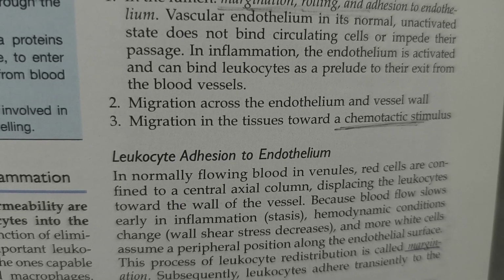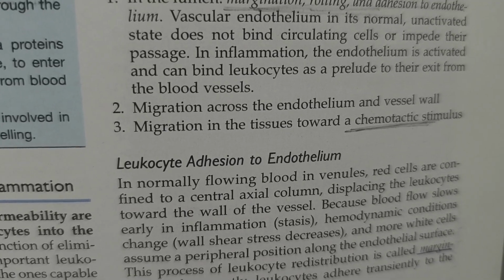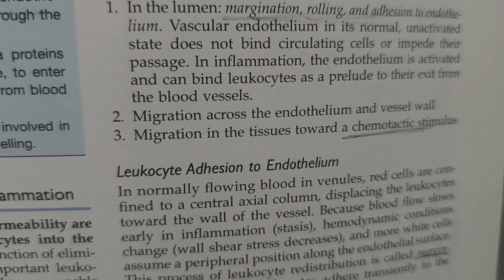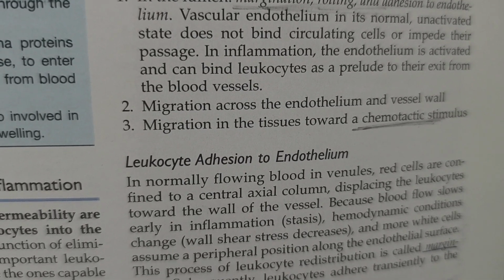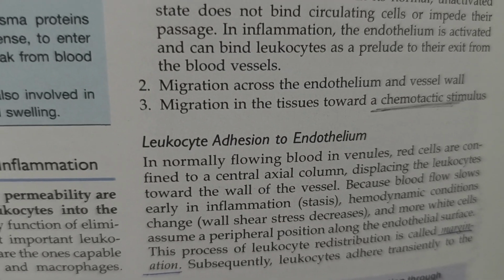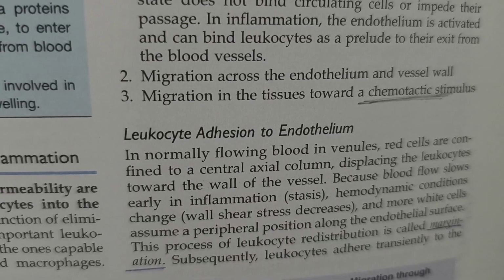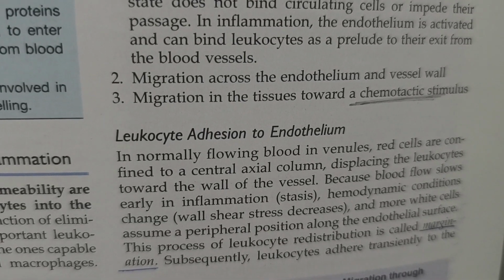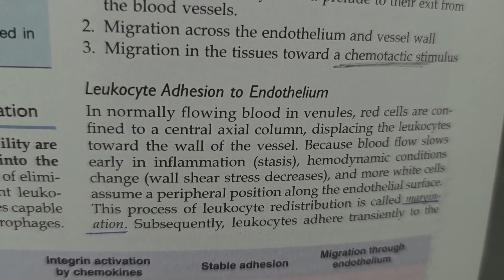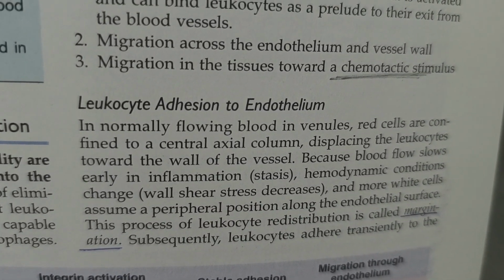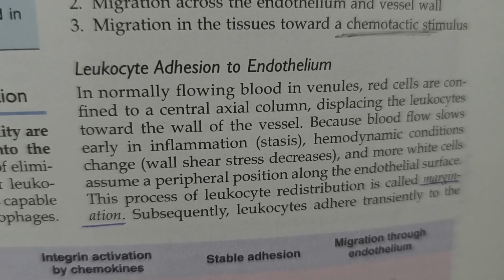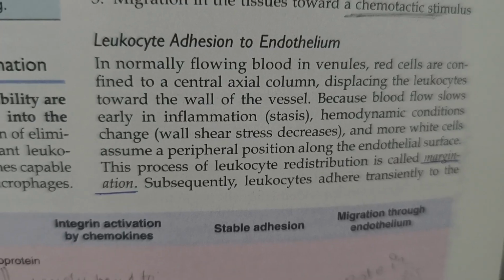Vascular endothelium in its normal unactivated state does not bind circulating cells or impede their passage. In inflammation, the endothelium is activated and can bind leukocytes as a prelude to their exit from the blood vessels. Migration across the endothelium and vessel wall. Migration in the tissue towards the chemotactic stimuli.